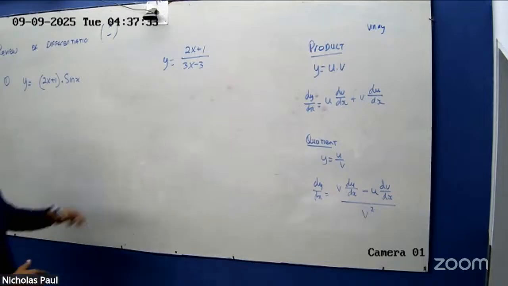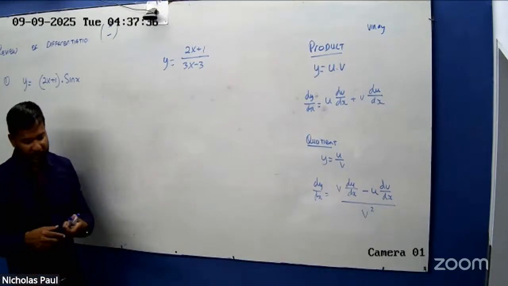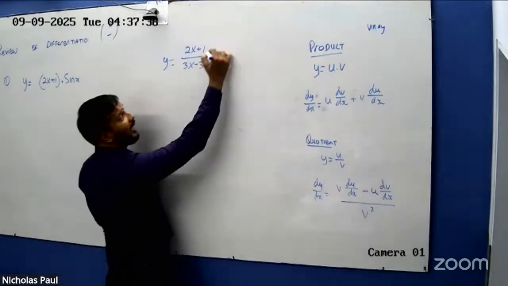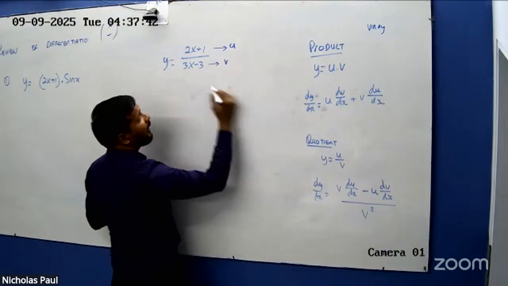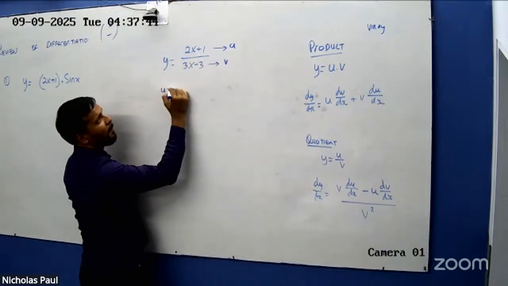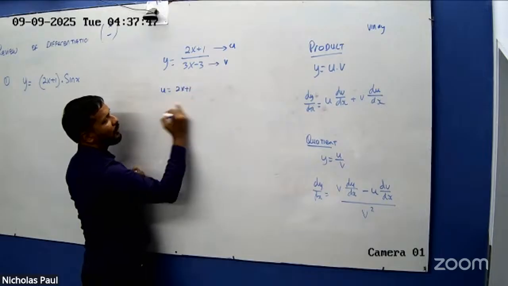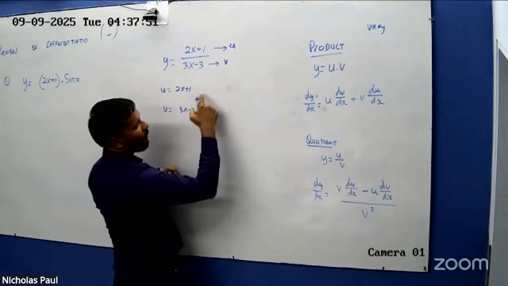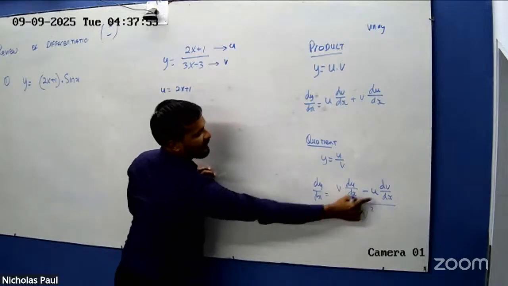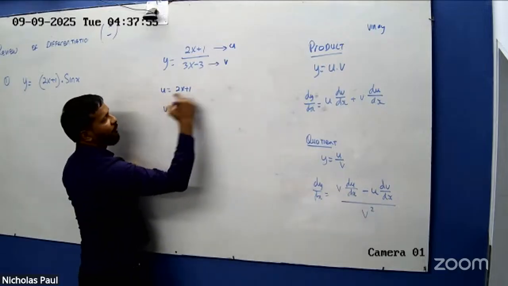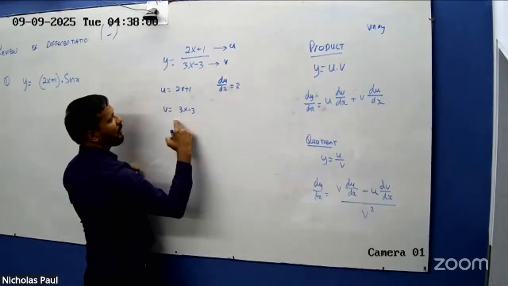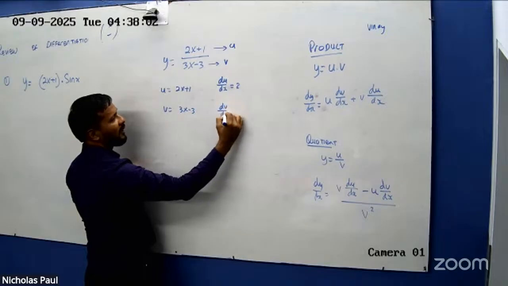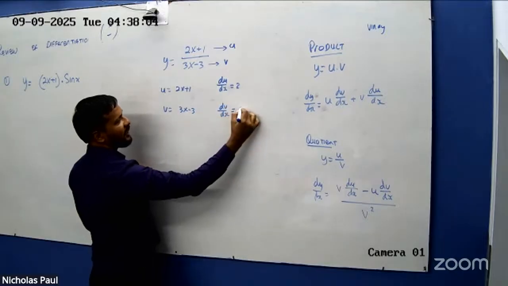All right, so watch here. How do I use quotient rule? To use quotient rule, all I need to figure out is what is u and what is v. u is on top, v underneath. And all I have to do now is differentiate and put it into this formula. So the differential of this, du dx, is 2. The differential of this is 3.